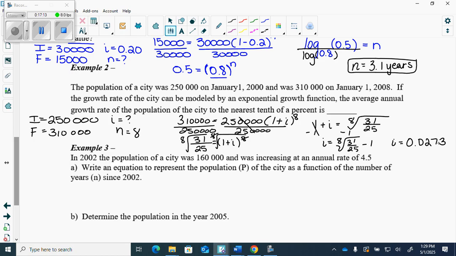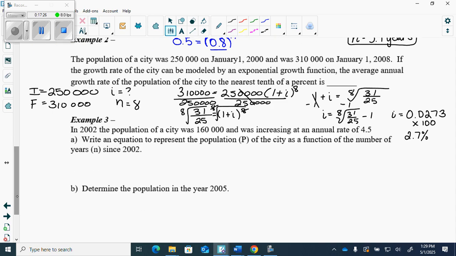Okay. It wants it in a percent, so you have to times by 100, and it wants it to the nearest tenth of a percent, so it's going to be 2.7%. Okay. And you write a sentence, whatever I remember.